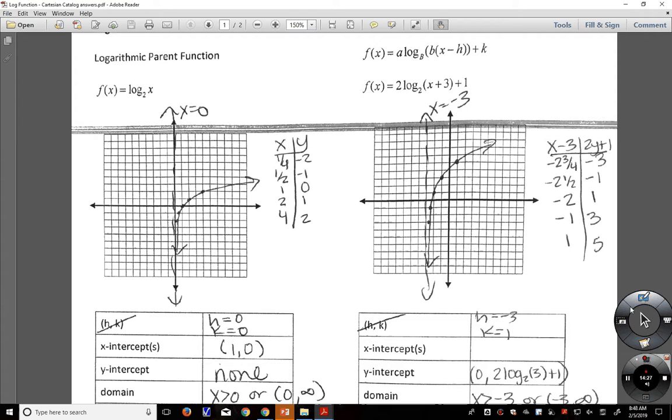Is 3 a power of 2? No. That doesn't mean there's not an answer. It means the answer is something weird like fractional, and we just aren't expected to know that off the top of our head.